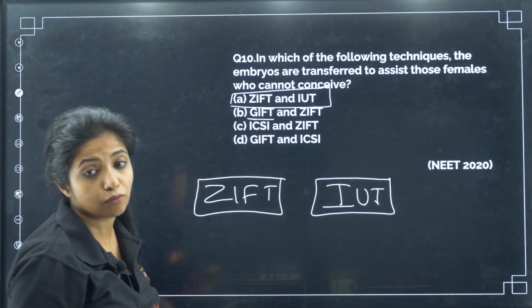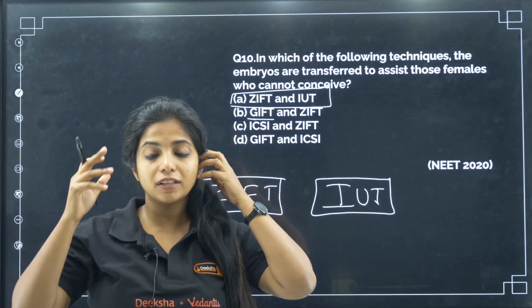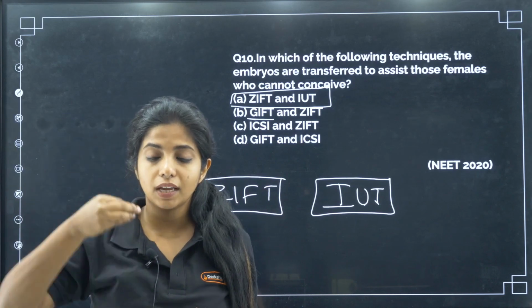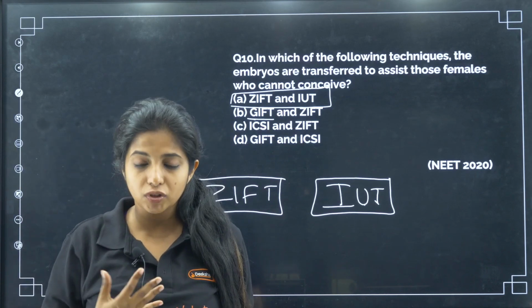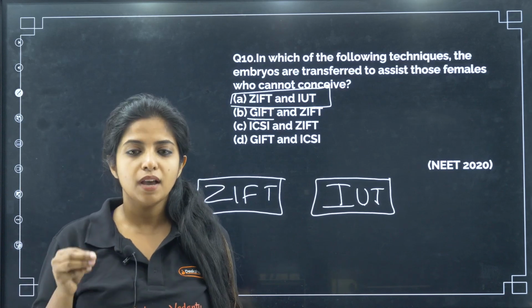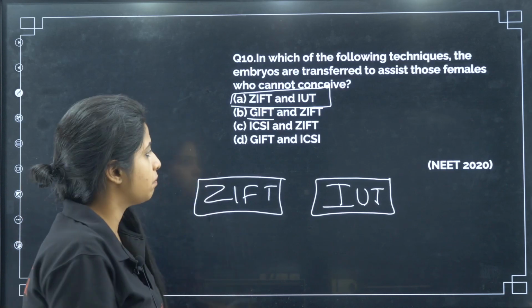GIFT is gamete intrafallopian transfer. You are transferring the gamete. So for example, I am a woman, I am not able to produce enough amount of gametes. I am going to take it from someone else, and those gametes are put in my body. So that ovulation, fertilization and everything can happen in my body, and the production of gametes probably might not be happening in my body.